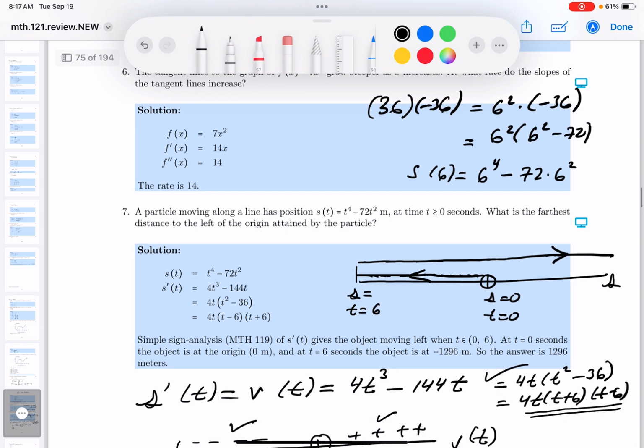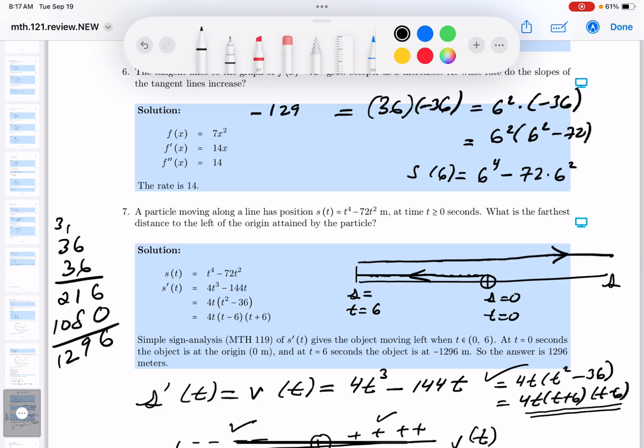All right, now I'm going to do the arithmetic for you. 36 times 36. 6 times 6 is 36. 6 times 3 is 18, plus 3 is 21. 3 times 6 is 18. 3 times 3 is 9. 9 plus 1 is 10. What do you get over here? 1, 2, 9, 6. So this over here is minus 1,296. Meters. Here's their question, though, and I'm not trying to confuse anyone.